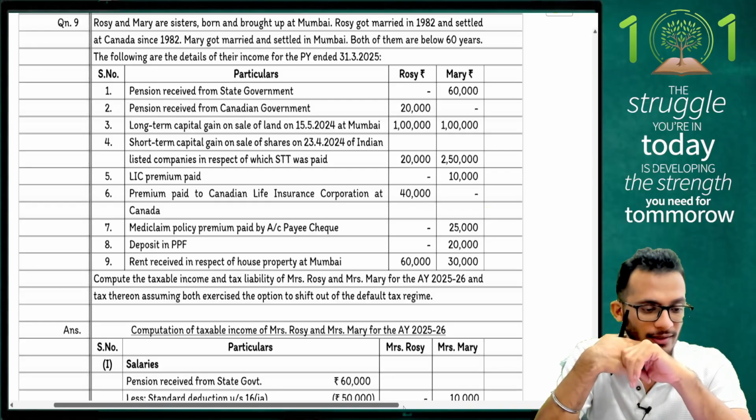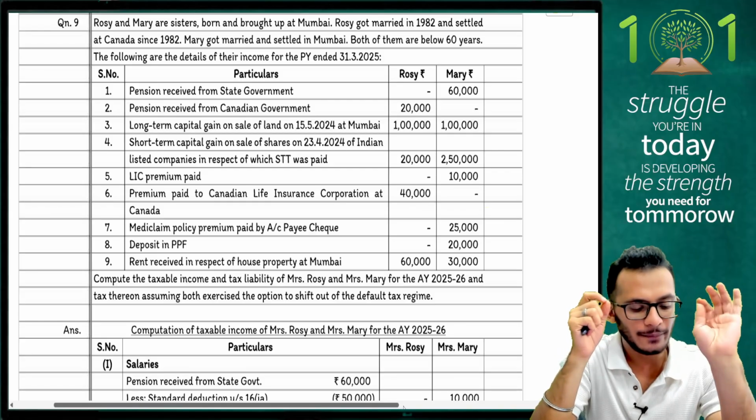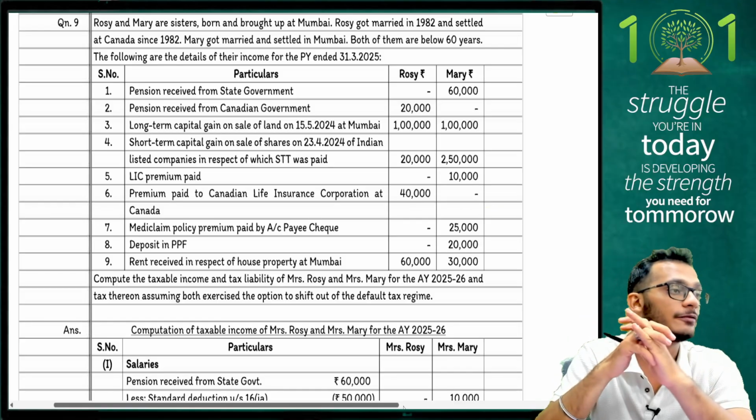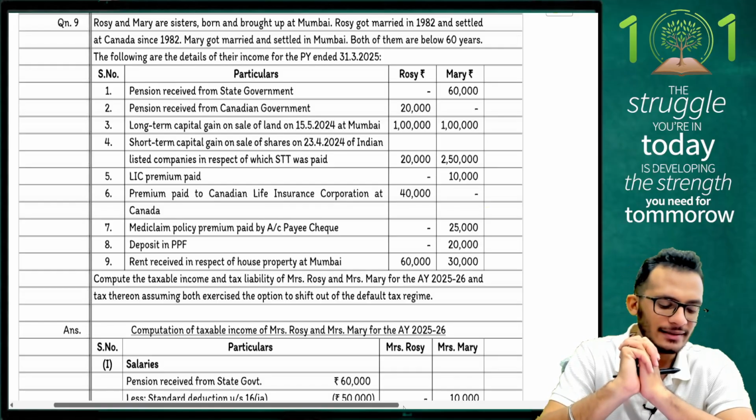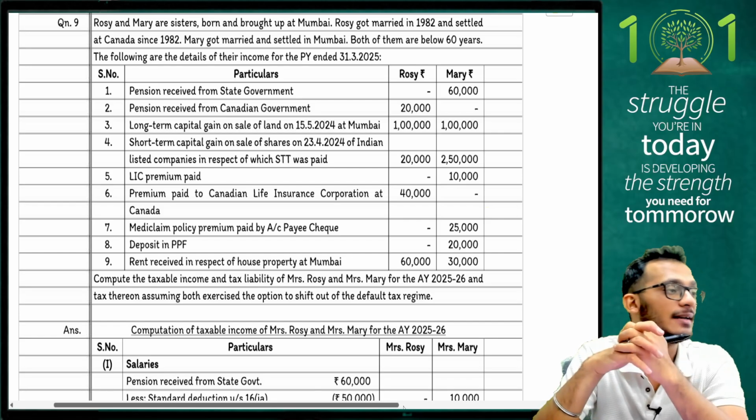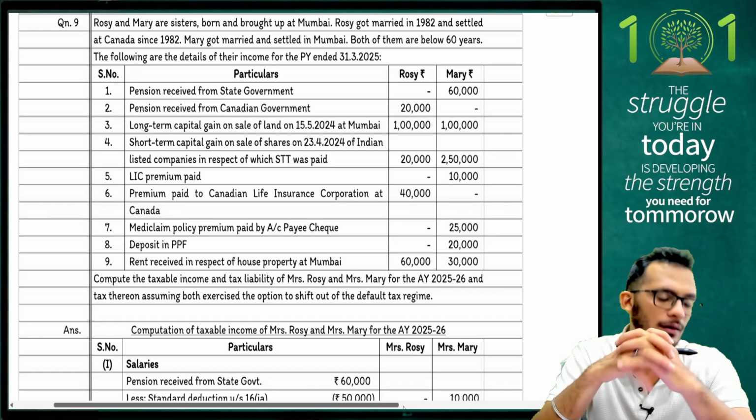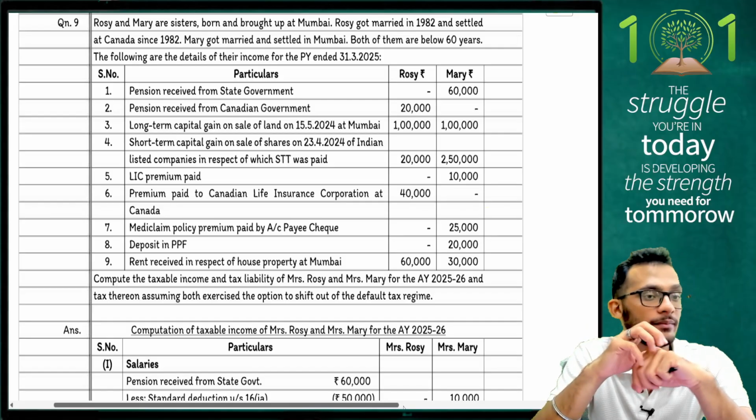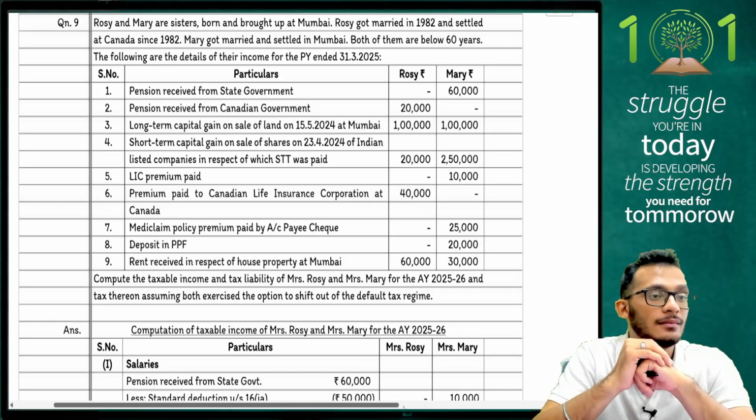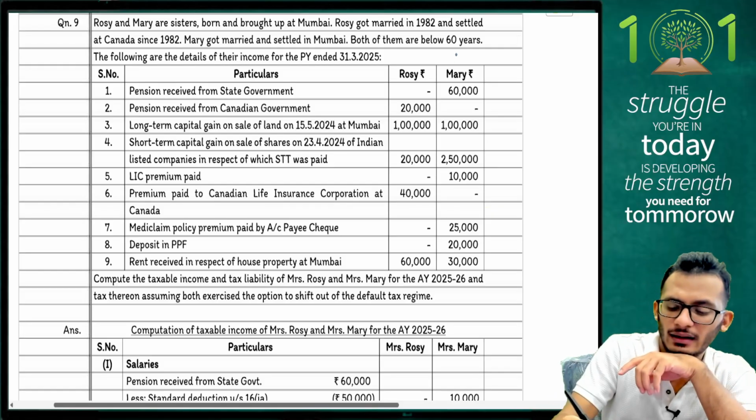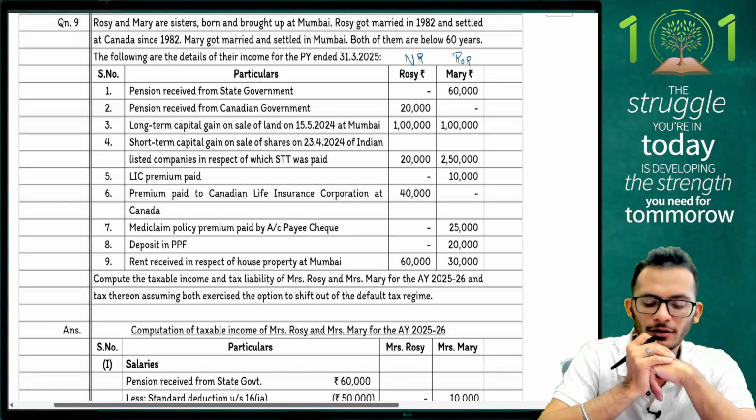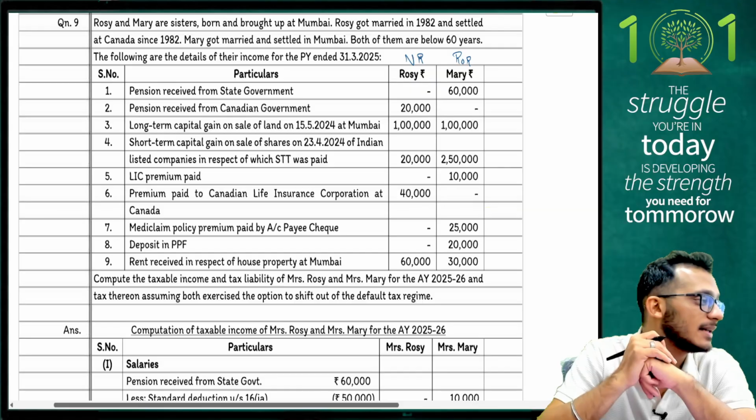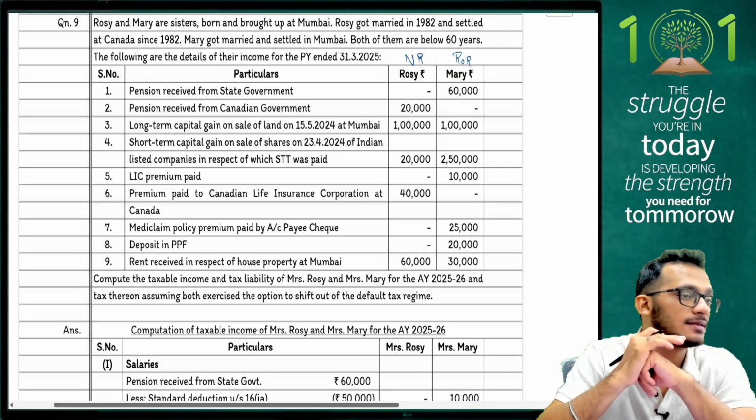Look at the study material question, people. It says Rosie and Mary are sisters, born and brought up at Mumbai. So I have two sisters born in Mumbai. Rosie got married in 1982 and settled in Canada, which means Rosie is a non-resident. Mary got married and settled in Mumbai, meaning Mary is ROR. Both of them are below 60 years. Both of them are normal citizens. The following details are given to you. I have Rosie as non-resident. I have Mary as ROR. You're going to look at the items. Tell me which one is taxable, which one is not taxable.